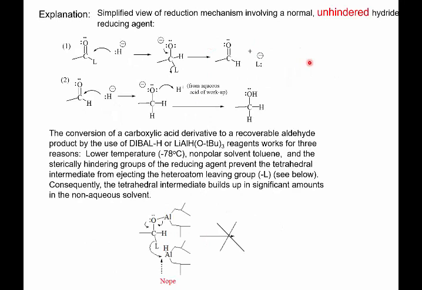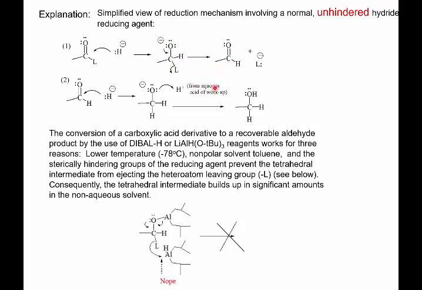Now, first of all, to explain all this, let me give you a simplified view of the reduction mechanism that would involve a normal, unhindered hydride agent, either sodium borohydride or aluminum hydride. This is the way the reduction works normally if you use lithium aluminum hydride or sodium borohydride. The hydride ion acts as a nucleophile, bonds to the carbon. It produces this tetrahedral intermediate. It then ejects the leaving group to give the aldehyde.